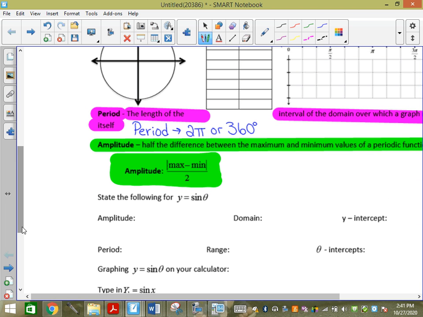The other thing to note is that the amplitude is always positive. Very important. If they ever ask you an amplitude question as multiple choice and something is negative, you just cross it off, because your amplitude is half the distance from the min to the max, and distance can't be negative.